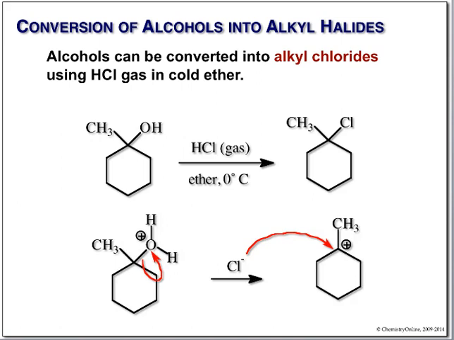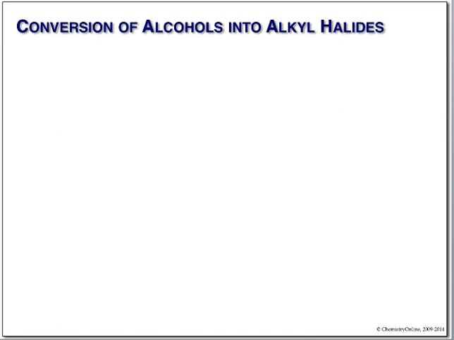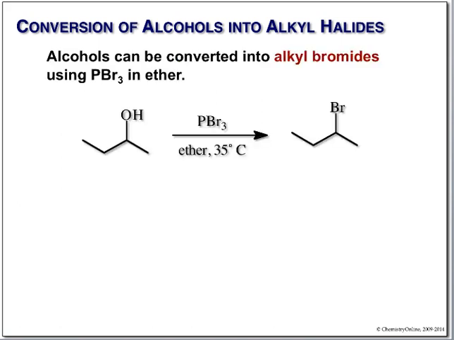The first nice way is simply to take an alcohol and react it with phosphorus tribromide, PBr3. We're going to do this reaction in ether, about room temperature or so. We wind up with the alkyl bromide. The reaction is, again, very civilized.